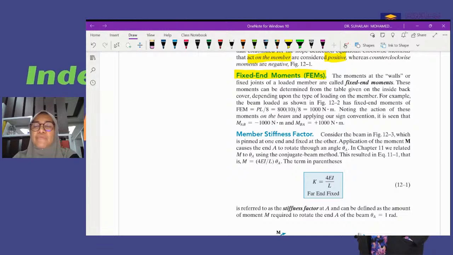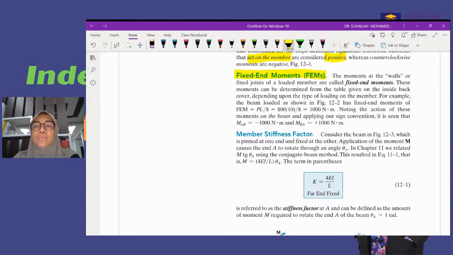Member stiffness factor. The word stiffness we actually used previously in the stiffness method, but in the moment distribution method we use stiffness factor, not in matrix form, but as a single value. The symbol is K, and it is equal to 4EI over L. So K is stiffness. It relates to the rigidity of the structure. E is the modulus of elasticity, I is the moment of inertia, L is the length of the member, and there are two conditions that we need to understand.